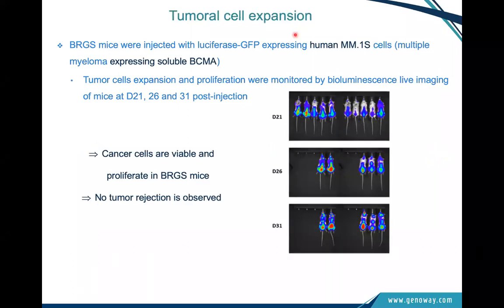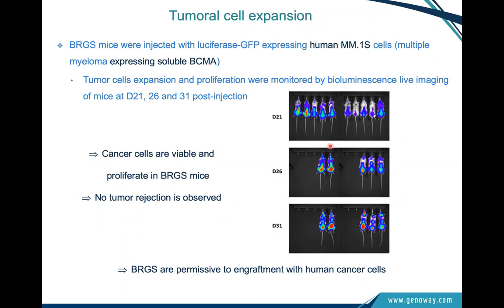First, when they inject the human multiple myeloma cells into the BRGS mice, they develop well. The mice which are lacking here are mice which had to be taken down just for ethical reasons, because the tumors were growing too fast in the mice. So the human cells develop well in those mice.